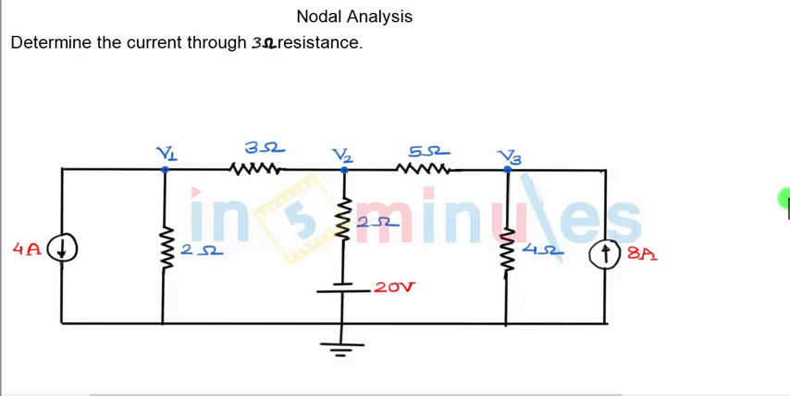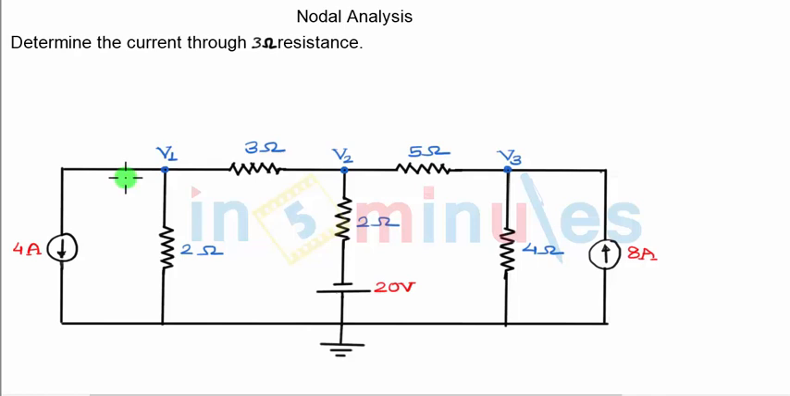In this video clip, we will discuss the next problem on nodal analysis. The question is: determine the current through the 3 ohm resistance. There is one 3 ohm resistance in the circuit, and we have to find out how much current flows through it. The direction of the current is not mentioned, and hence I can assume any direction I want, either towards right or towards left. So we will see which direction we want to go for at the end.